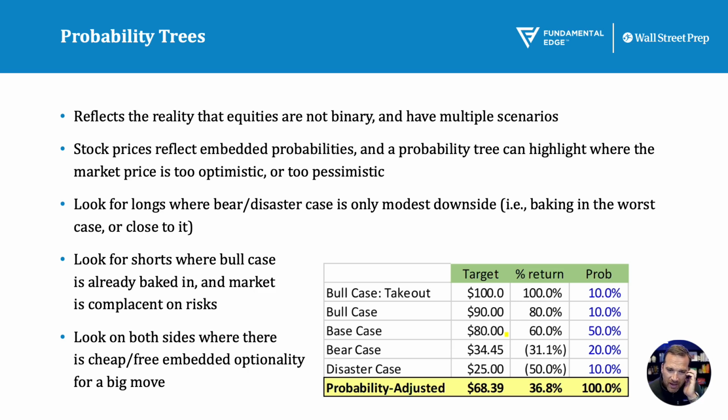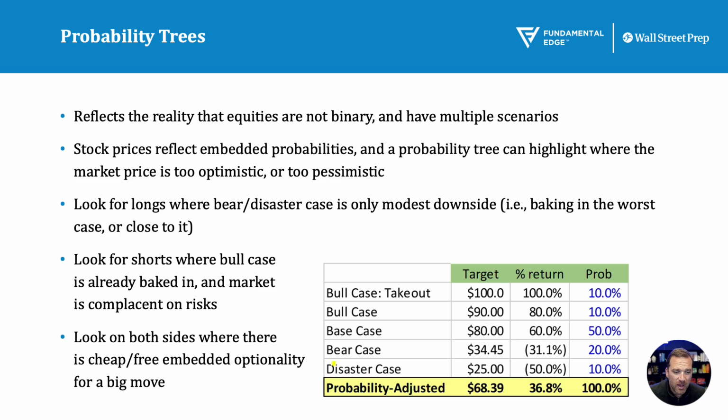I also like to think about a probability tree in certain situations. A probability tree reflects the reality that equities are not binary. Often there are multiple scenarios, and the stock price really reflects probabilities. A probability tree can highlight where the market price is too optimistic or too pessimistic.